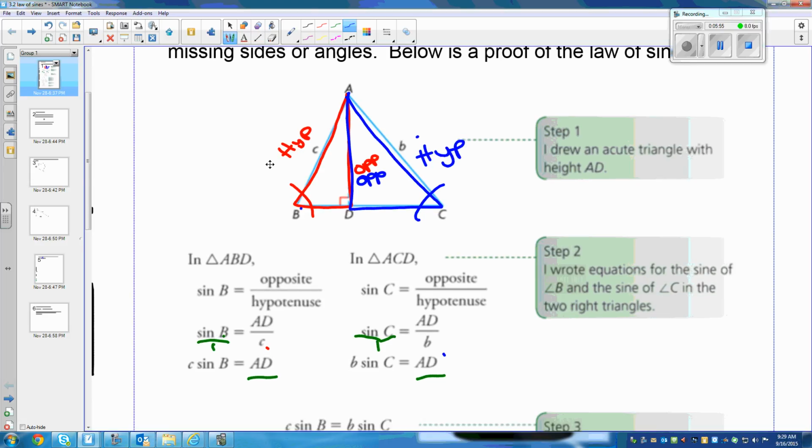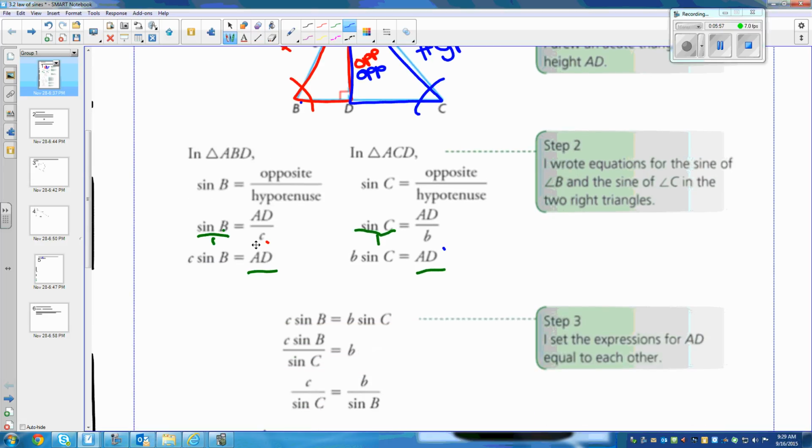So now we're going to set both of those two things equal. C sine B equals B sine C. Then I divide by sine C to get B alone, and then I divide by sine B on both sides to get sine B on that other side. To create the sine law. That's just how they came up with it. Are we okay with that?